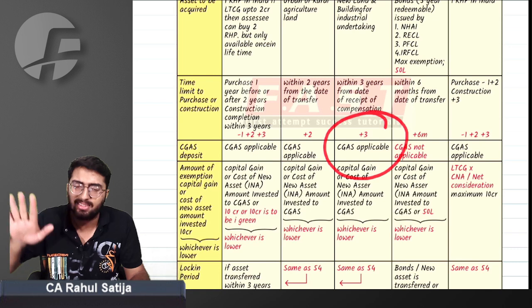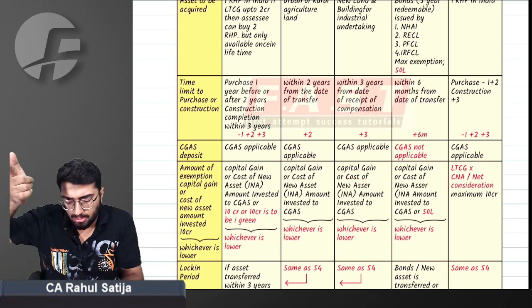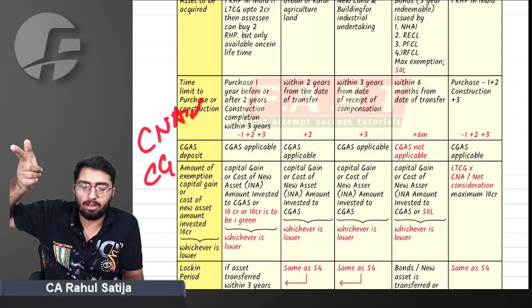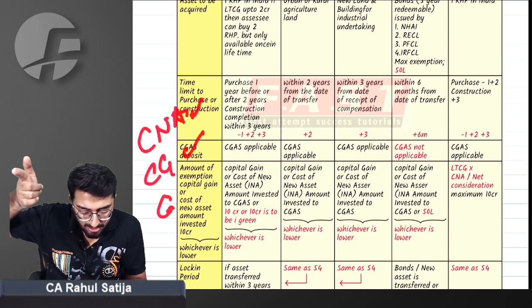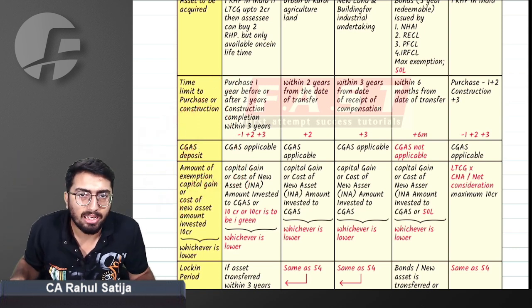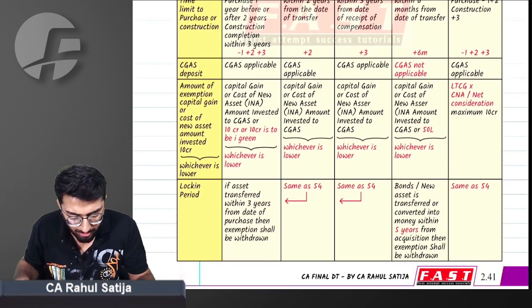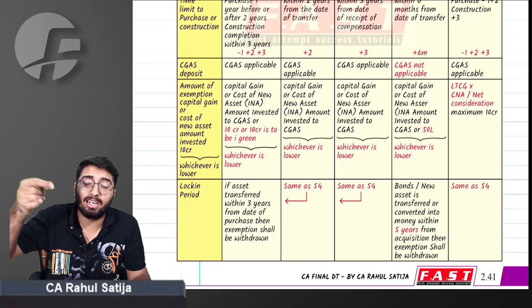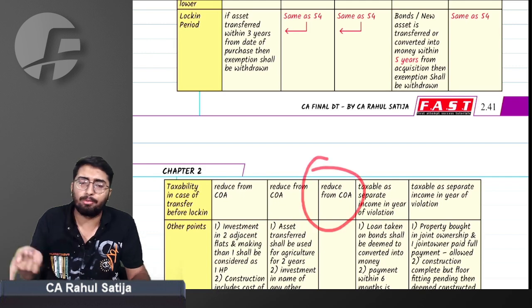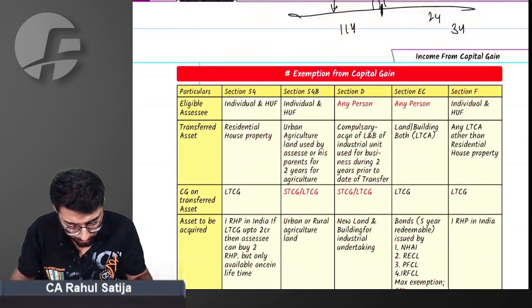Sir, CGS applicable? Yes, sir, CGS is applicable. What is the amount of exemption? Cost of new asset, or capital gain, or the amount deposited to CGS, whichever is lower, will be the capital gain exemption. Again, sir, the lock-in period remains the same. You have to keep that land or building at least for 3 years. Otherwise it will be reduced from cost of acquisition at the time of further sale.